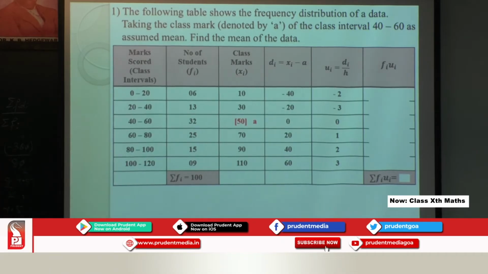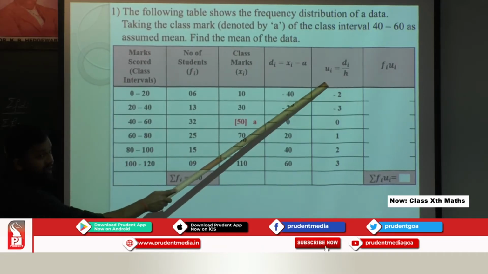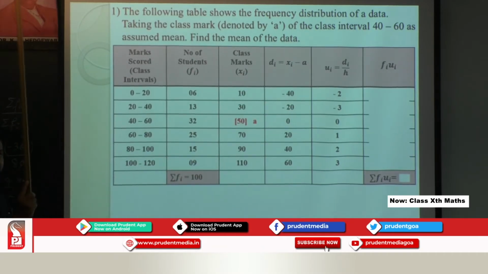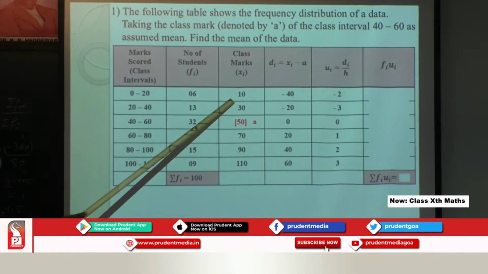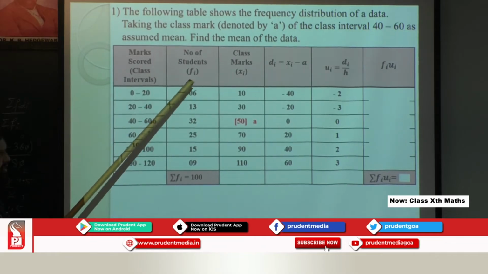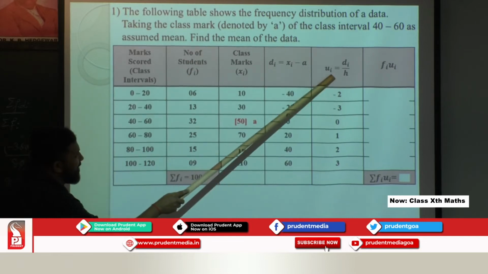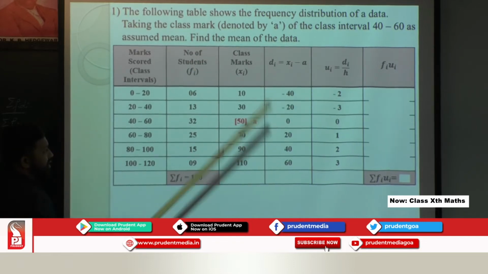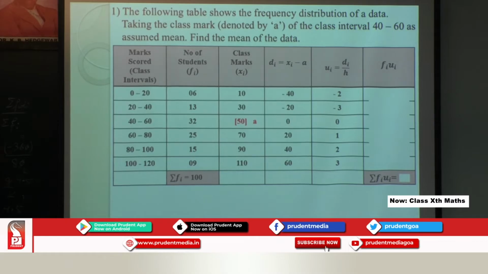And what is the last column? In the last column you have to multiply fi into ui. First column, direct method, fi xi. Assumed mean method, fi di. And now we are moving to fi into ui. So if you multiply these numbers, you will get this answer. That is minus 12, minus 13, 0, 25, 30, 27.